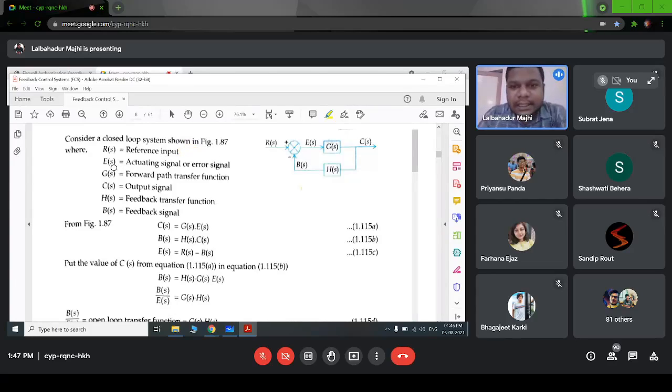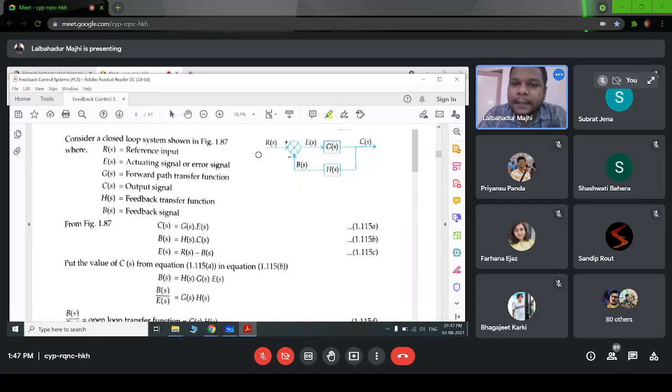Okay. Then this E of S is the actuating signal or error signal. Right? Why is it called the actuating signal? Because this will give the plant G of S the signal to actuate according to our desired output. So it is an actuating signal, or we can say error signal, because it will be the output. As E of S will be equal to R of S minus B of S. Here I am not going to S now. So this E will be equal to R minus B. Clear? That is why it is the error signal.